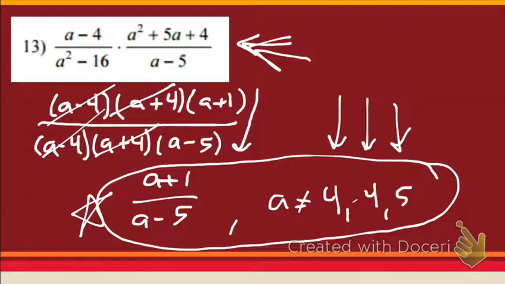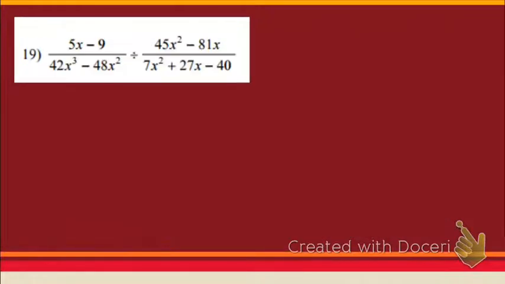Let's try now. We have a division problem. So we're going to flip and multiply. But first, I still say we factor everything. So starting off with 5x minus 9, that can't be factored, that's linear. For this denominator in the first fraction, 42x cubed minus 48x squared, 6 and x squared go into both of those terms.